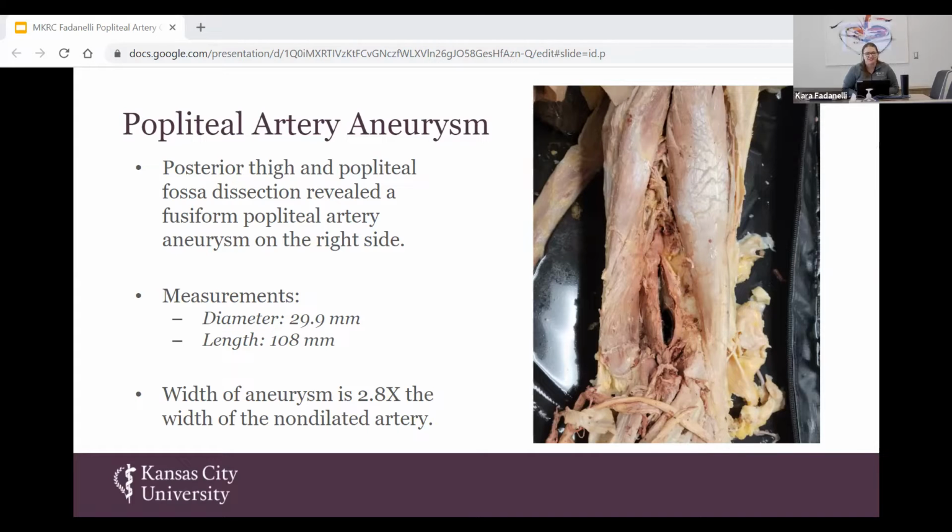So we're going to start our journey with our finding, and that is during the dissection of the posterior thigh and popliteal fossa as part of KCU's anatomy curriculum, a fusiform popliteal artery was discovered in the right popliteal fossa. At the widest location, this aneurysm measured 29.9 millimeters in diameter, a width that is 2.8 times the non-dilated artery width of 10.5 millimeters.